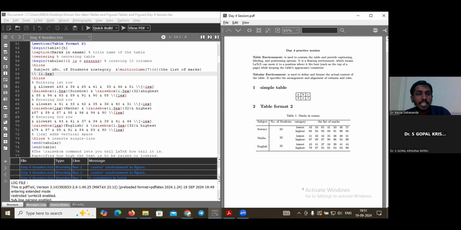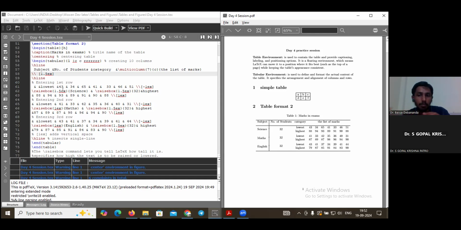Now comes the raisebox. Slash raisebox is a special command. If you want, you can use it; otherwise, you can leave it, because its purpose is mostly to make the table look a little more beautiful and also for readability.